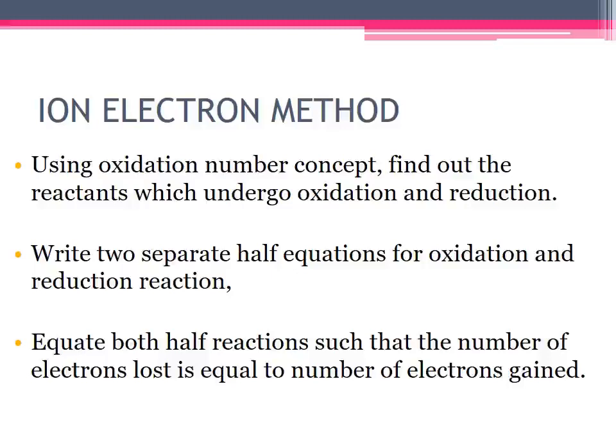Now you equate both the reactions so that the electrons lost equal the electrons gained. Addition of the two half reactions will give the balanced equation. Okay children, have you understood? This is the ion electron method.